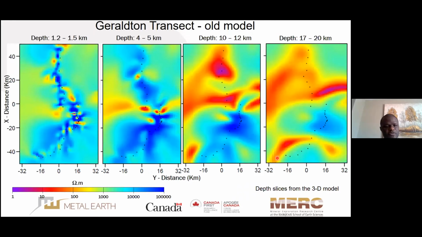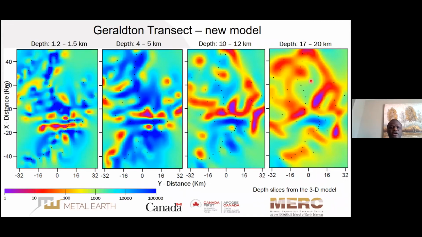Here are the depth slices from the models. The model produced using the previous data set is shown in black dots. One striking feature is this very large scale conductivity anomaly that cannot be explained by the existing data set. The level of confidence in it is very low, and in many other structures as well. With that in mind, we went back to the field to add more data so that we can better constrain this structure, have a general idea of what it looks like, and be able to interpret it in three-dimensional space.